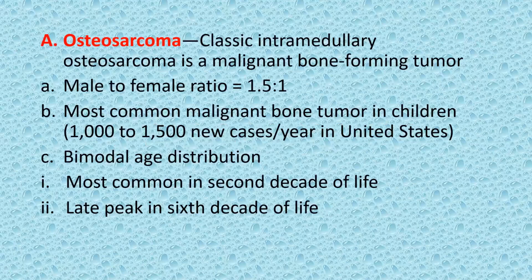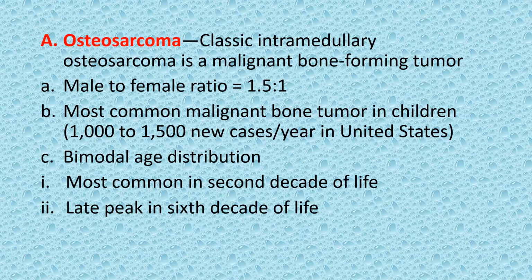Osteosarcoma classically may occur in any part of the bone, but the most common is the classic intramedullary osteosarcoma. This is the most common, and the male to female ratio is 1.5 to 1. We mentioned previously that it's the most common malignant bone tumor in children. In the United States, there are 1,000 to 1,500 new cases.